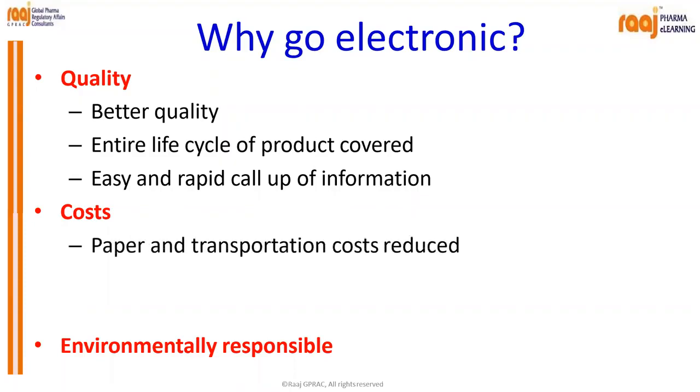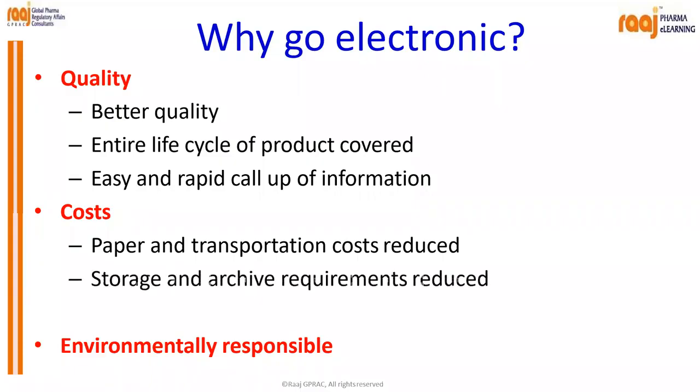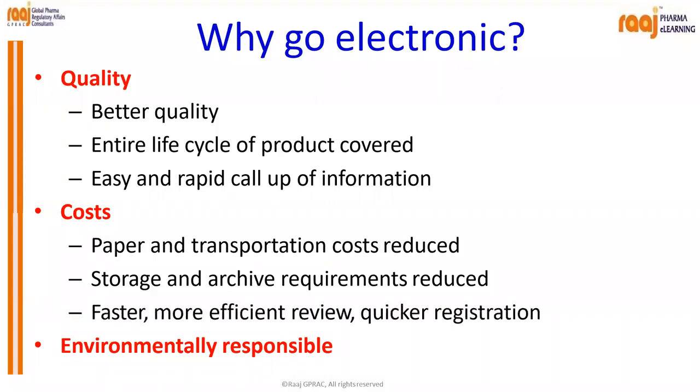Cost, if you see, we used to send truckloads of paper in the old days. So the transportation cost was also included in that. We started saving the cost of paper and transportation. And storage was the biggest issue. Storage and archival requirements are reduced, and it is faster, more efficient, and for the reviewer, they save time to review, and we get quicker approval and quicker registration.